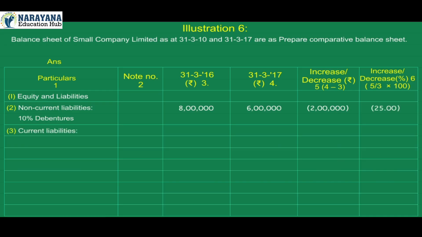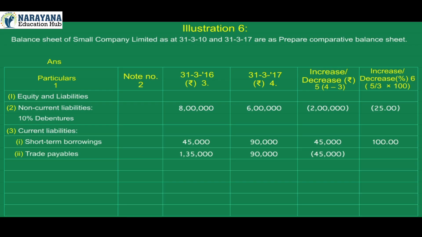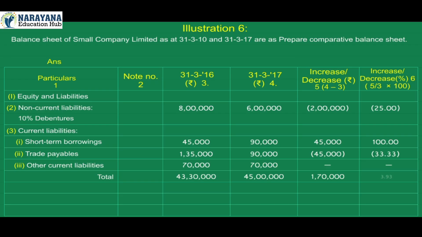3. Current liabilities. 1. Short-term borrowings 45,000, 90,000, 45,000, 100%. 2. Trade payables 1,35,000, 90,000, 45,000, 33.33%. 3. Other current liabilities 70,000, 70,000, dash, dash. Total 43,30,000, 45 lakh, 1,70,000, 3.93%.